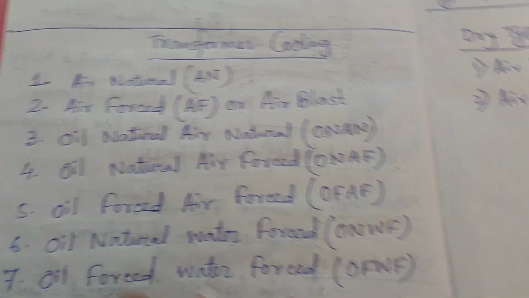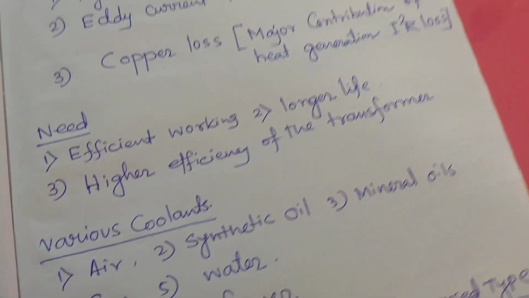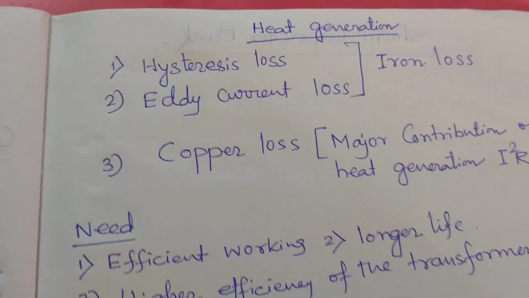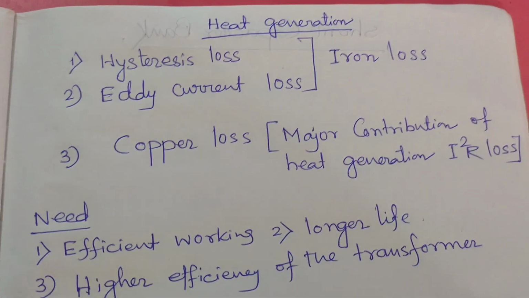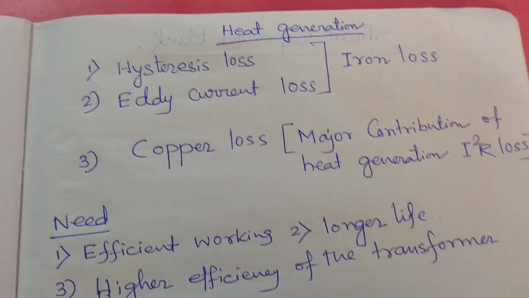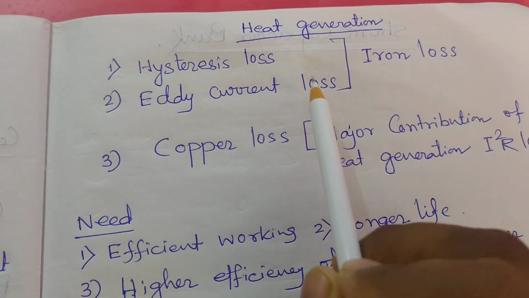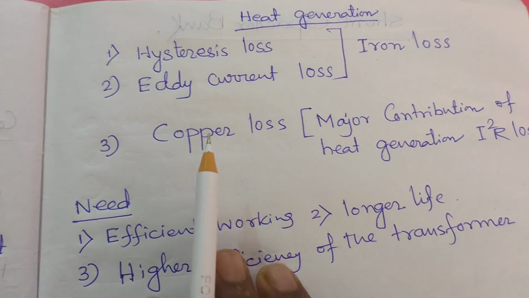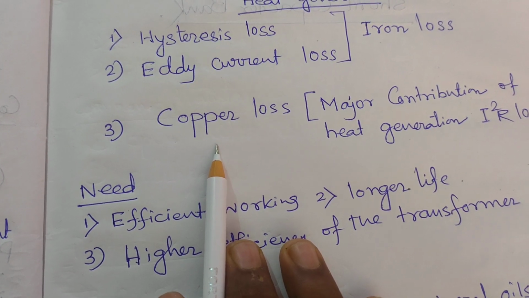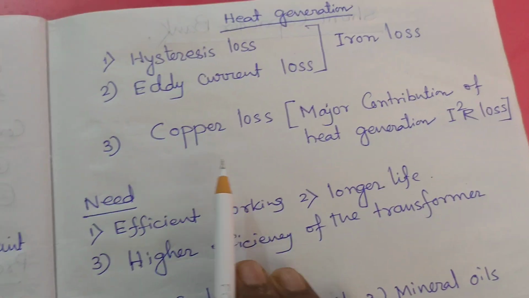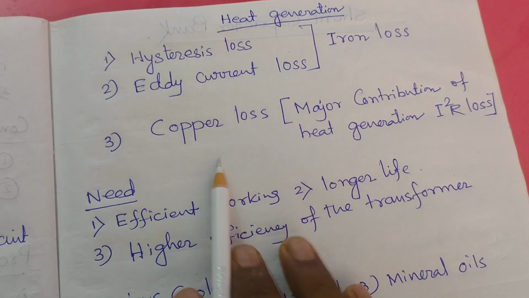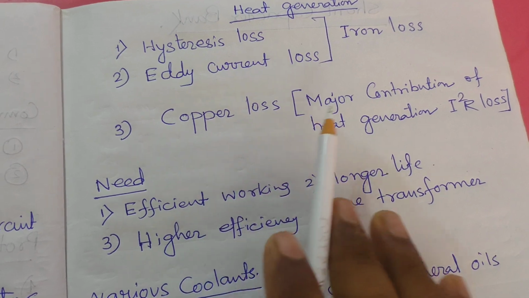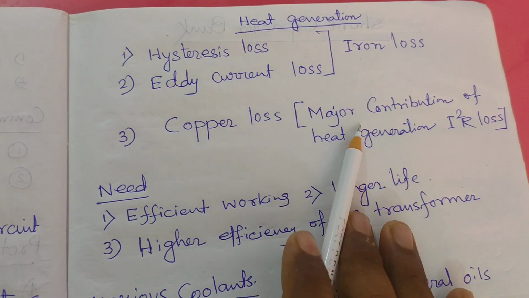When the transformer is on load, some heat will be generated by hysteresis loss and eddy current loss. These are also called the iron losses, and the other part of the loss is the copper loss, which is the most important loss. Most of the contribution to the losses is due to the copper inside the transformer. It is called the I square R loss.